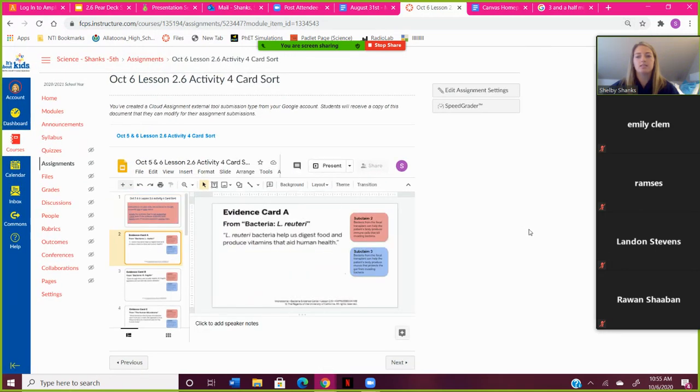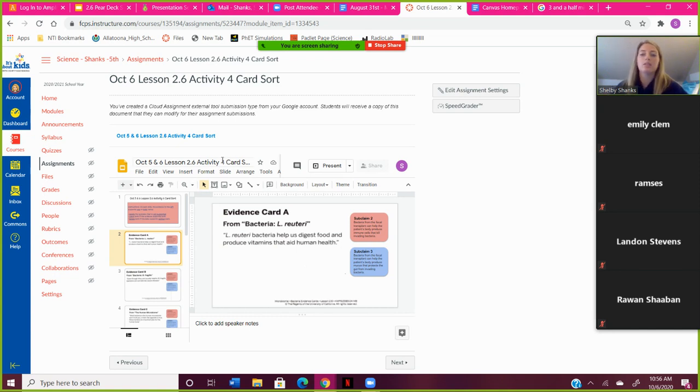I'm on the second page of the card sort. And so this is evidence card A. All right. This says on evidence card A, L. reuteri bacteria help us digest food and produce vitamins that aid human health. So L. reuteri bacteria help us digest food and produce vitamins that aid human health. Okay, which subclaim does that support?